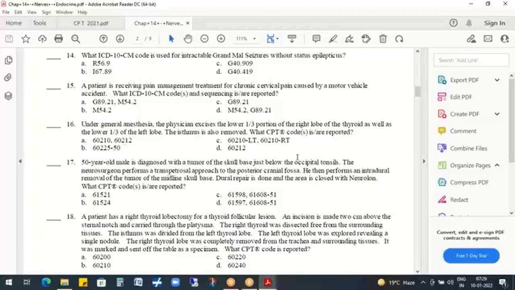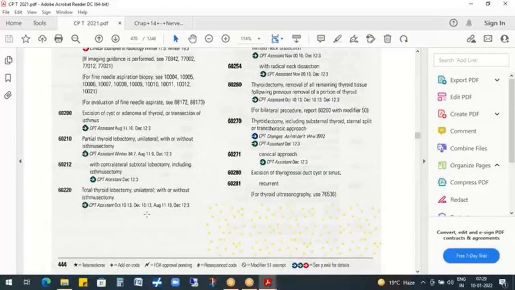Nahin, why you coded A? Can you read? A means two codes you have coded. 60210, 60212. How we will read 60212? Partial thyroid lobectomy, unilateral with contralateral subtotal lobectomy, including isthmectomy. What does it mean?